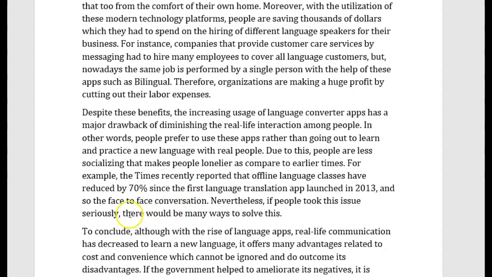Nevertheless, if people took this issue seriously, there would be many ways to solve this. I don't understand this. What does that mean? And if you're telling me that there are many ways to solve this, then why don't you go into those details? If not, then don't even include it. I don't really understand the purpose of this sentence, okay?